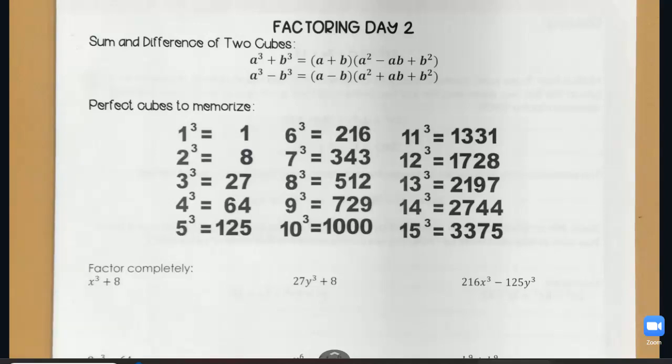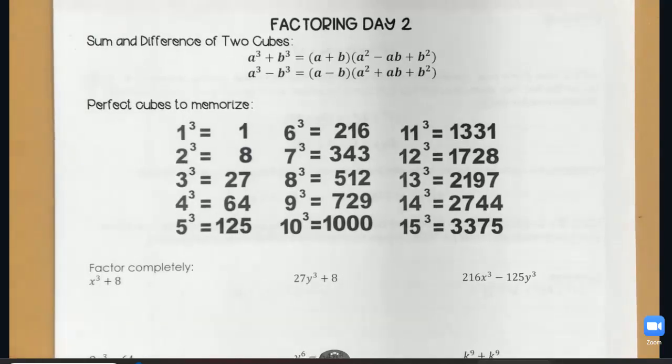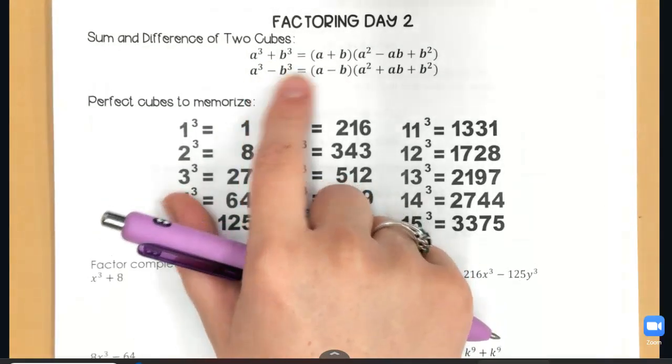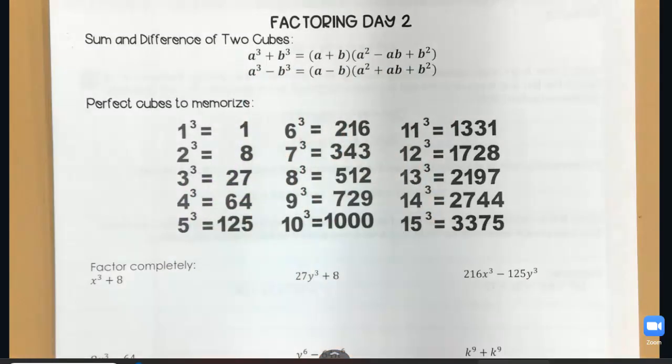Alrighty, as promised, we are back today with factoring day 2. We are going to look at first two special types of binomials. Again, binomial just means you have two terms in your polynomial, and that is sum and difference of two cubes. So if I have two perfect cubes being added or subtracted, I can factor them out using these two formulas.